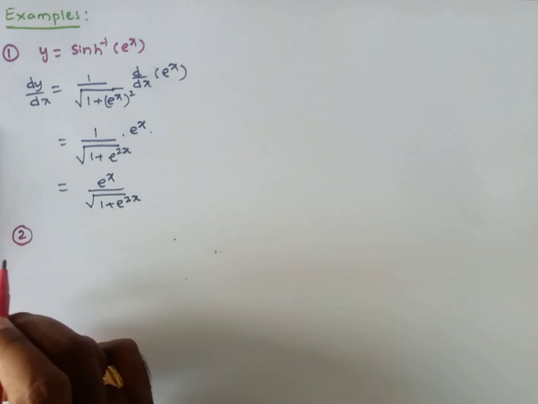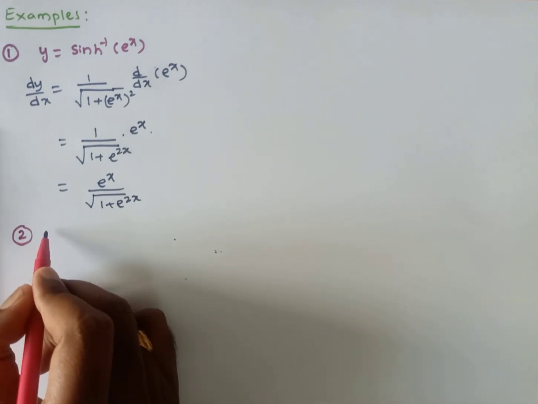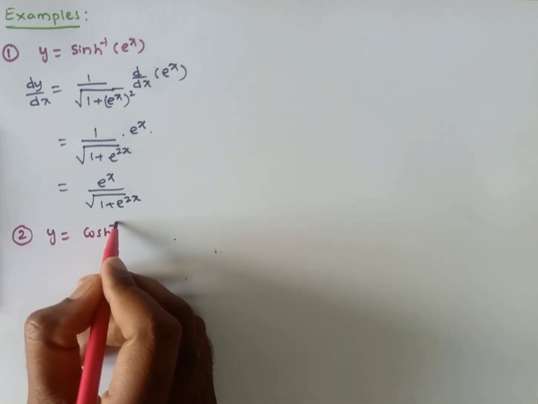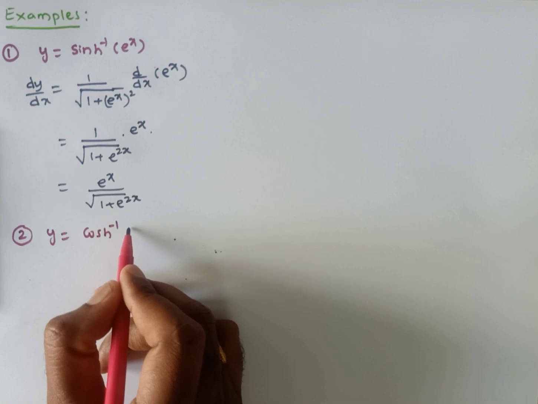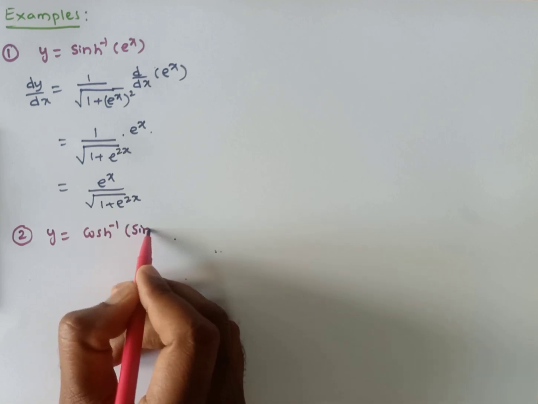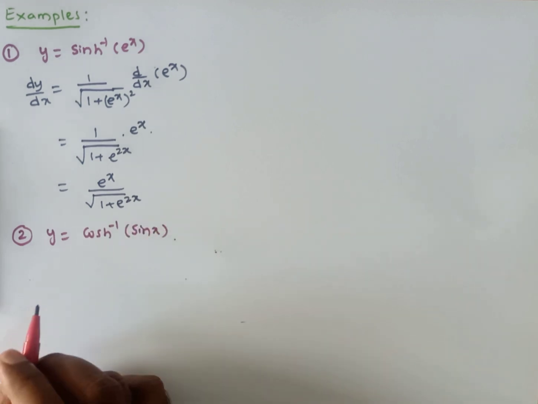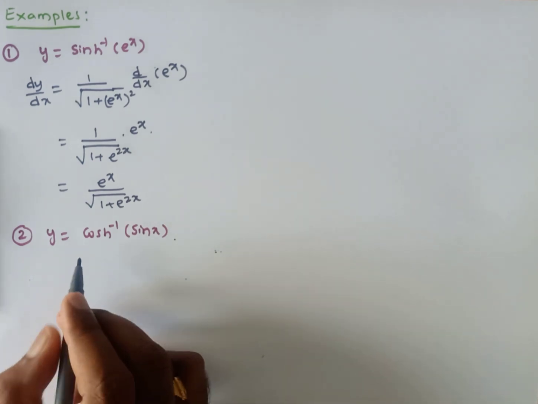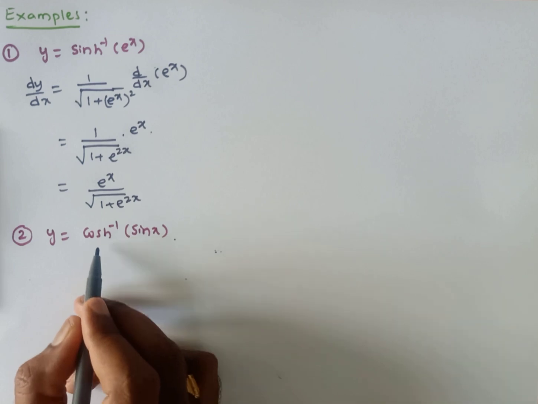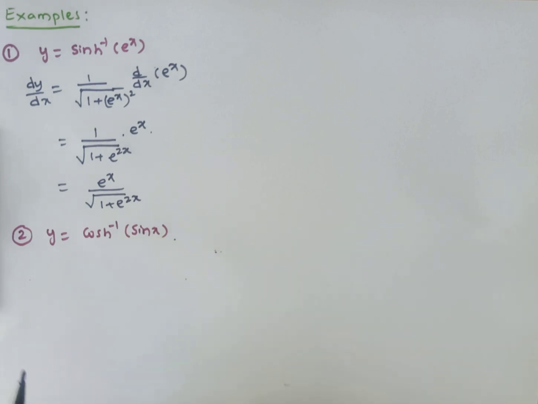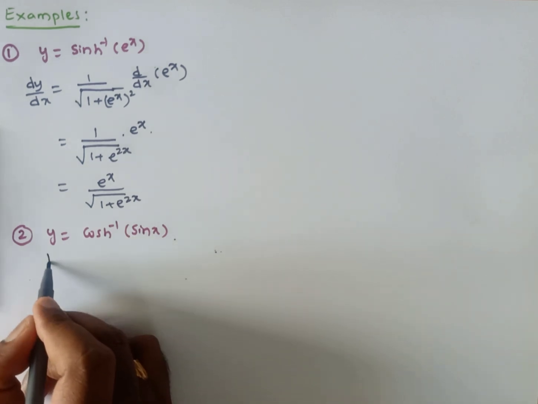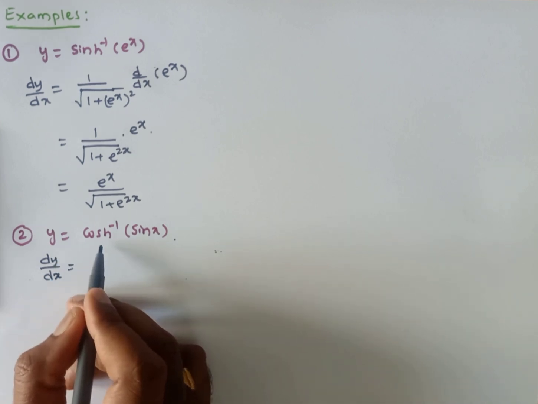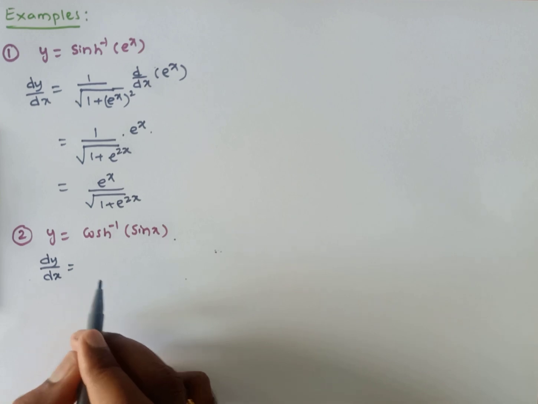Now the second one: y equals cosh inverse of sin x. Now the derivative of cosh inverse of sin x. Before that we need to know the cosh inverse derivative and the derivative of sin x, and this is a chain rule, right? Now the derivative dy by dx: the derivative of cosh inverse of x is 1 by root of x square minus 1, right?